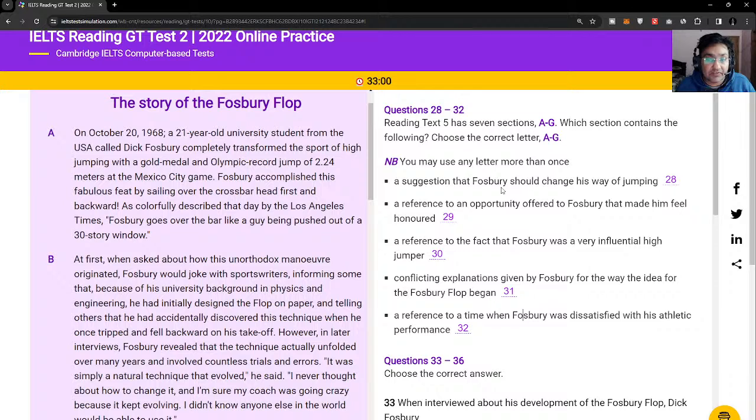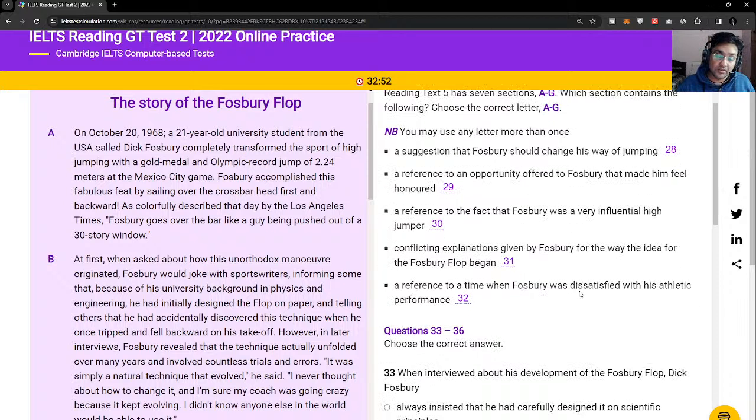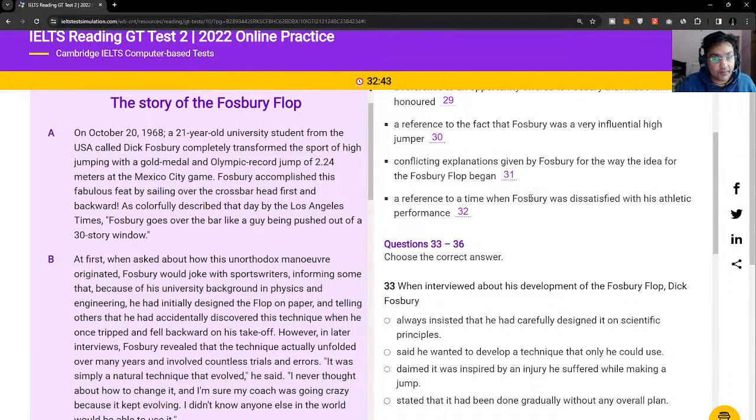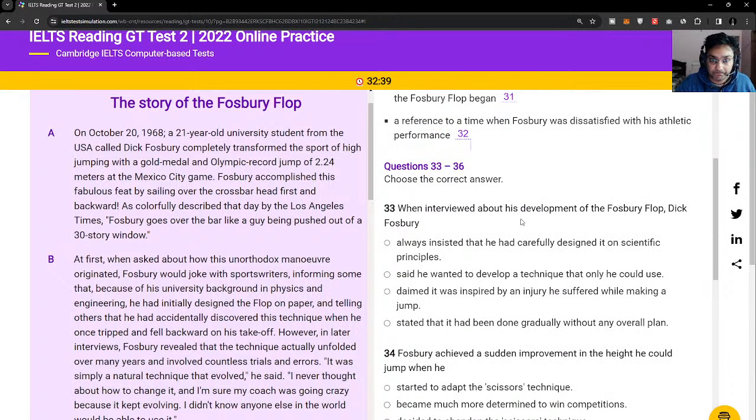Conflicting explanations given by Fosbury for the way the idea for the Fosbury flop began. So these are the explanations that are given by Fosbury. They are contradictory. They are 2 or 3 different explanations, and none of them match with each other. A reference to a time when Fosbury was dissatisfied with his athletic performance. Perhaps the mention that he once gave some performance and it did not properly match up.